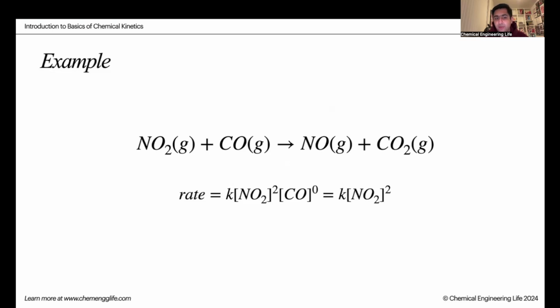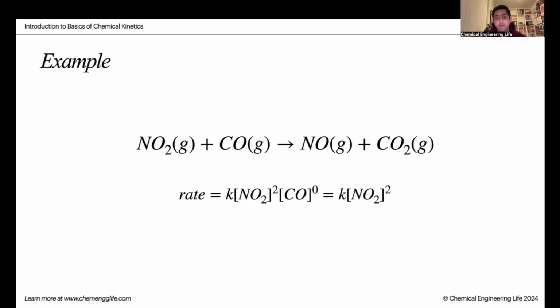And the way we figure it out is that you perform an experiment in which you put in one box your nitrogen dioxide and you put in carbon monoxide. You perform the first experiment, you perform the second experiment in which you double the concentration of carbon dioxide, and then you see how much that affects your final product output.